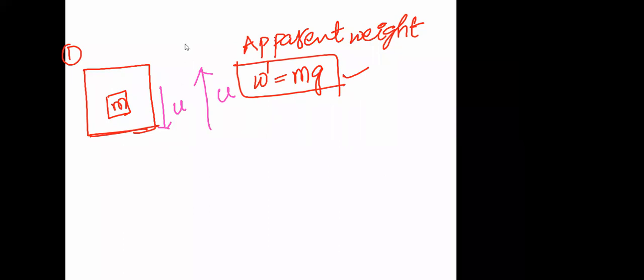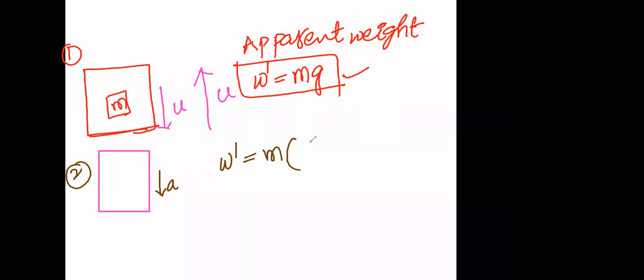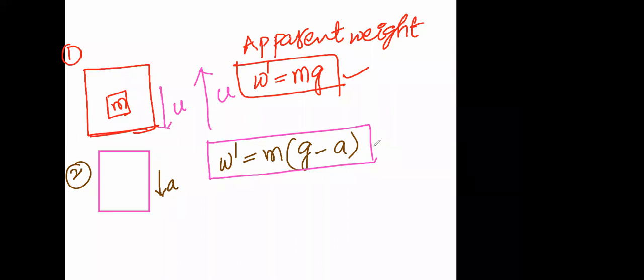Instead of that, the lift is moving down with an acceleration. When the lift is moving down with an acceleration a, then the apparent weight of the body in the lift is W dash is equal to m into g minus a. This formula is important. There were problems in previous CET papers based on this formula, and I will explain those problems in this session.